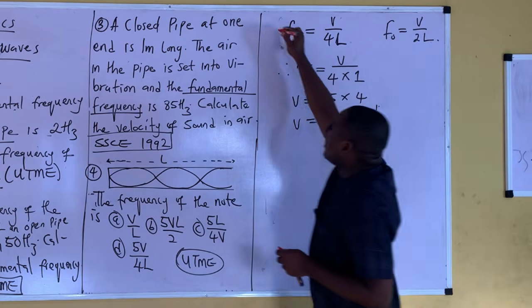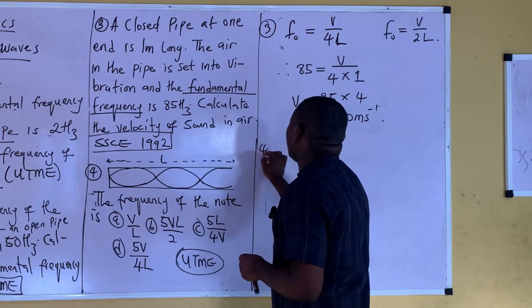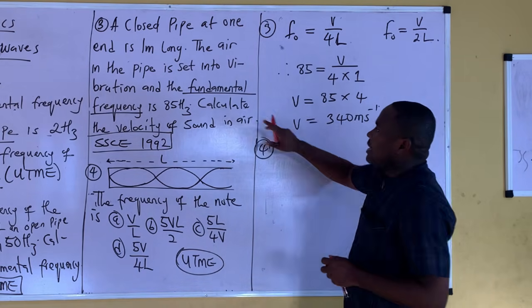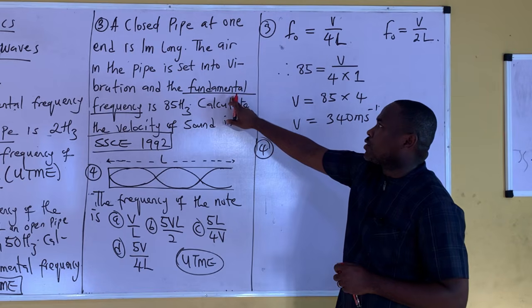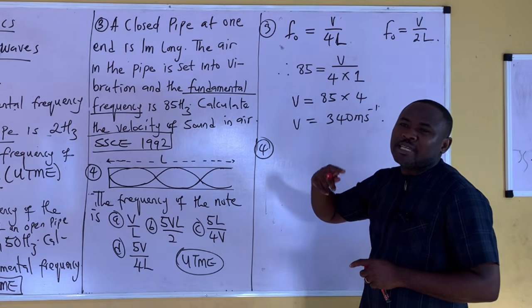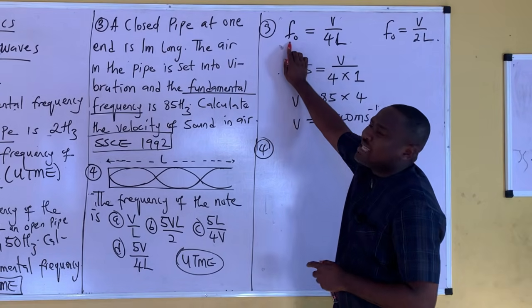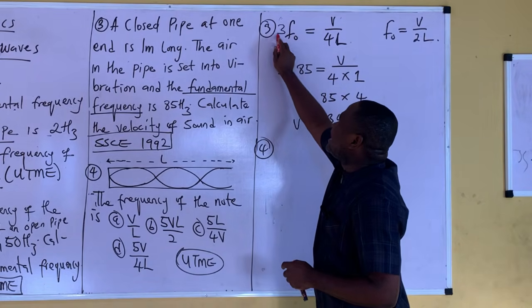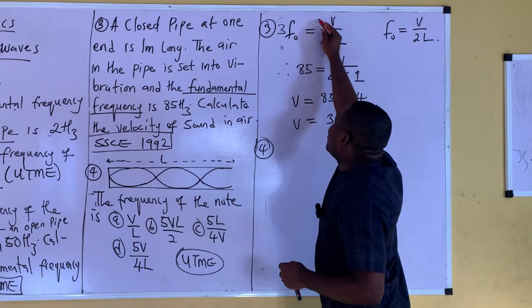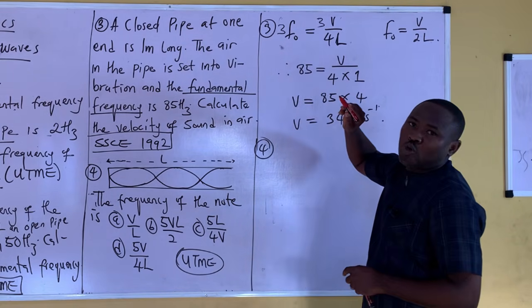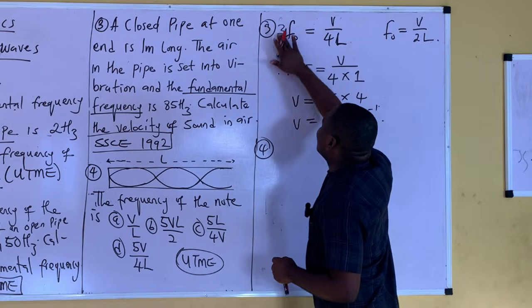But in case it was not the fundamental frequency, let's assume it was the second vibration. Remember, for a closed pipe, the next vibration will be 3 F naught. So here it will be 3V over 4L. But that's not the question that we have.